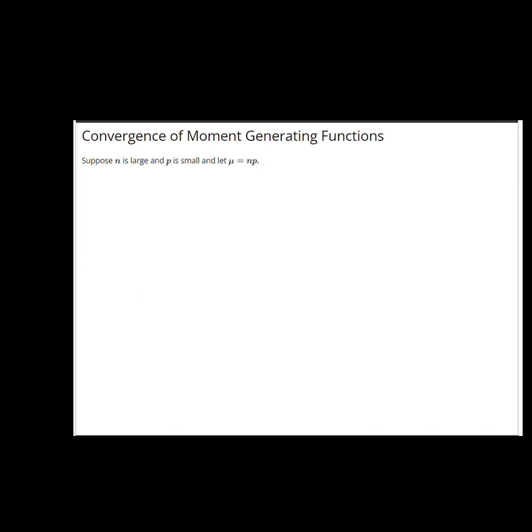Now I want to see what happens when n is large and p is small. And to that end, let's let mu be a parameter, I'll call it n times p. We're going to hold mu fixed, let n go up, and let p go down correspondingly. I've rewritten mn of t as 1 plus p, e to the t minus 1, raised to the power n. And since p is mu over n, I can make that substitution.